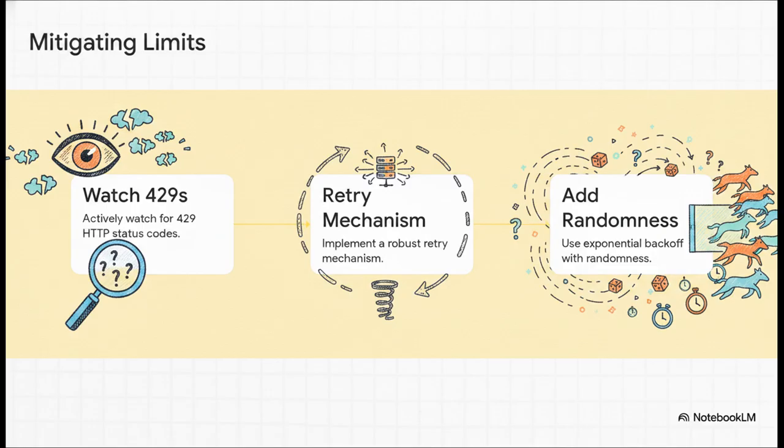First, actively watch for those 429 status codes. Second, implement a retry mechanism. But third, and this is absolutely crucial, you must use an exponential backoff schedule with added randomness. Think about it. If 1,000 rate-limited clients all just wait exactly 1 second and retry at the exact same moment, you create what's called a thundering herd effect, knocking the API right back down. Adding randomness spreads that load out safely.